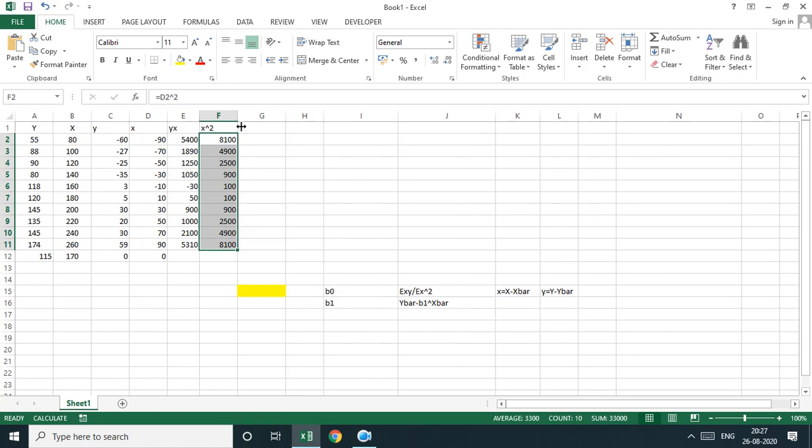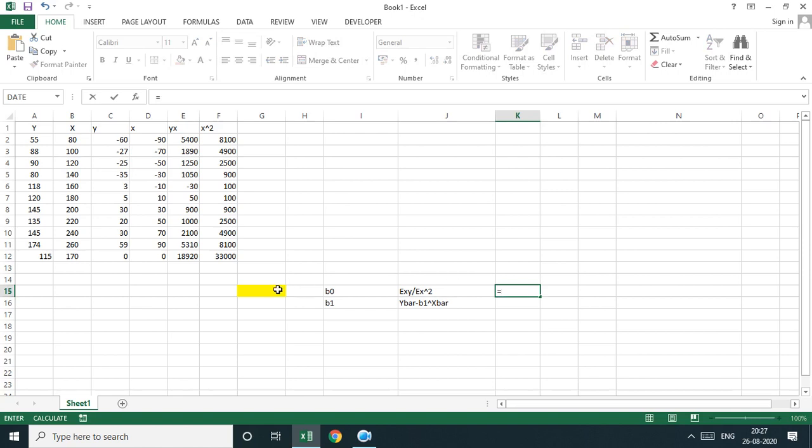Then you have to sum these values, and you sum these values also. Now you have got the equation. This is sigma xy, 80,920, divided by this 33,000, which gives 0.7333 something like that.